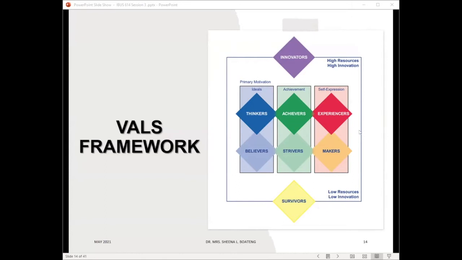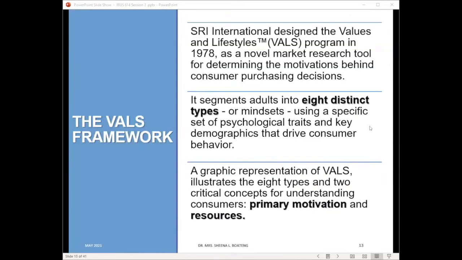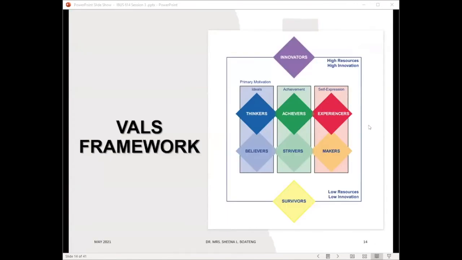This classification is done based on a certain survey developed by the VALS program developers to put the individual consumers into a particular group, depending on their responses to certain questions asked about their resources relating to income, education, intelligence, among others. Their primary motivations are also tested. By the end of the framework, the VALS program will be able to tell you which kind of consumer you are out of the 8 consumer types detailed here. I hope that makes sense.